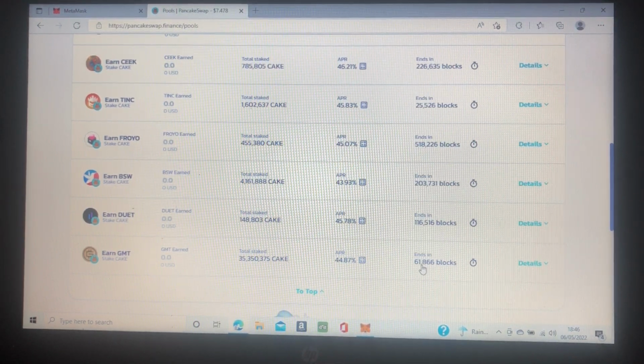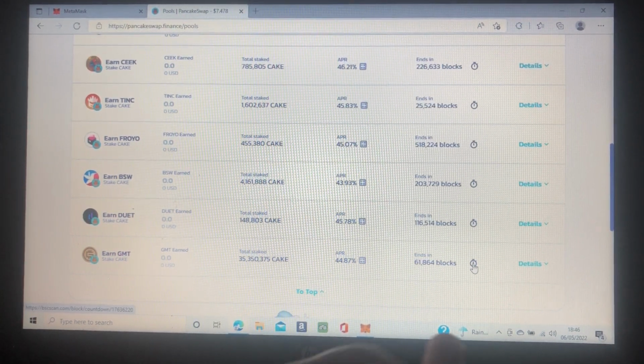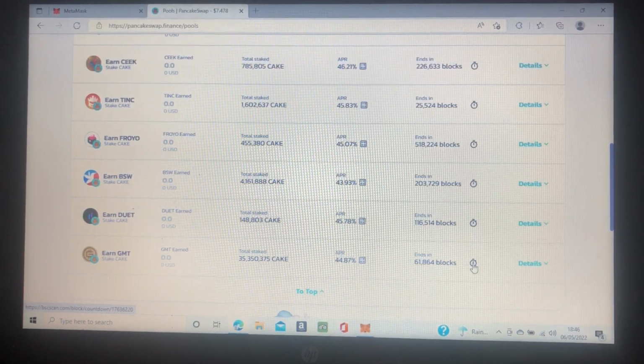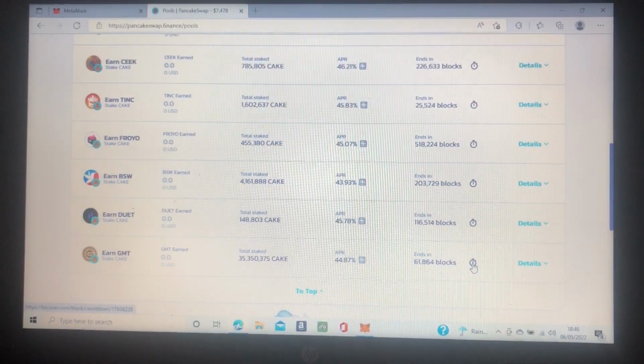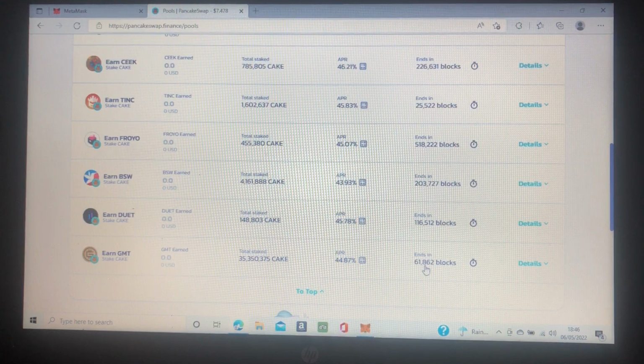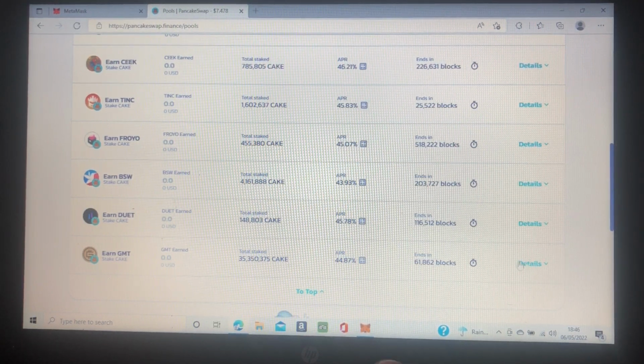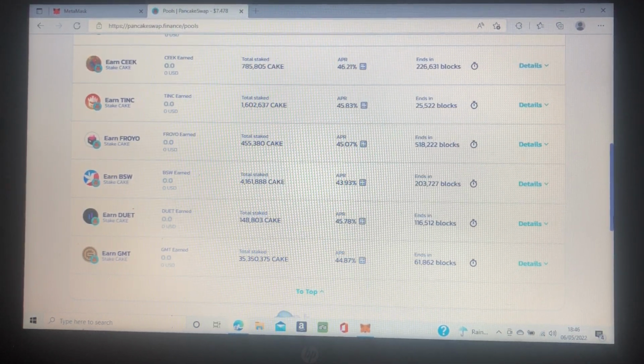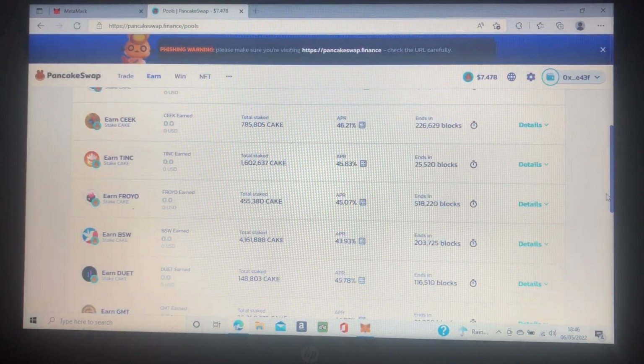So it ends in 61,866 blocks. This means that once there have been a successful completion of 61,862 blocks, this pool will close.